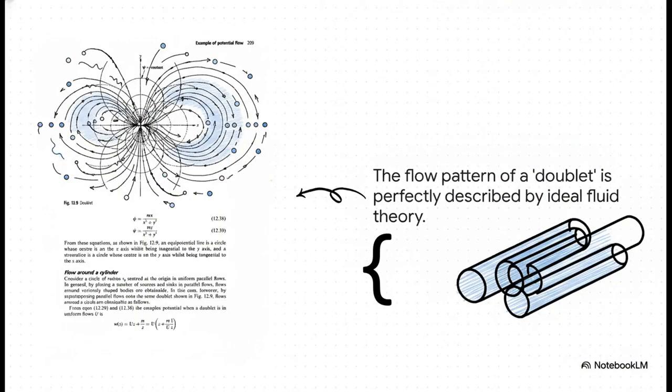I mean, just look at this intricate pattern on your screen. It's called a doublet, and it looks crazy complicated, right? But what's totally mind-blowing is that we can describe it perfectly with this simple math of ideal fluid theory. It's just an amazing testament to the power of starting with a simplified model.